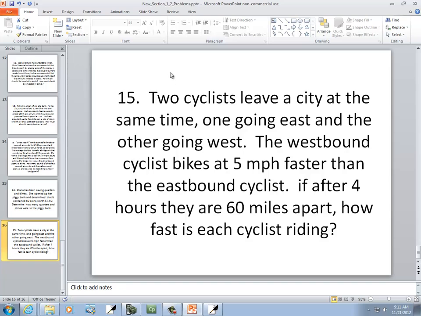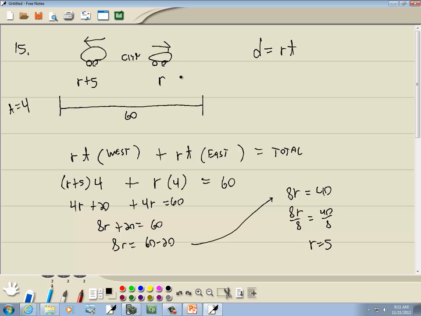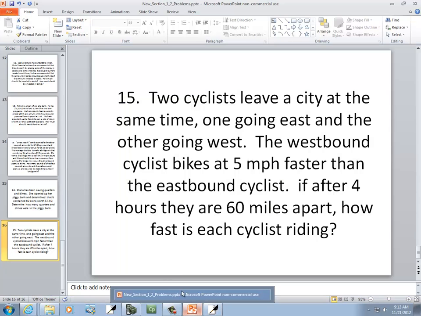So what are they asking? How fast is each one going? This one is going 5 miles per hour. This one's going 10 miles per hour. And that would be our end of that section.